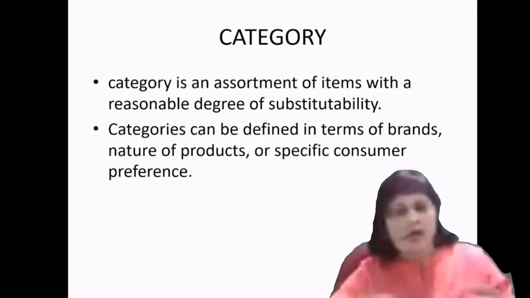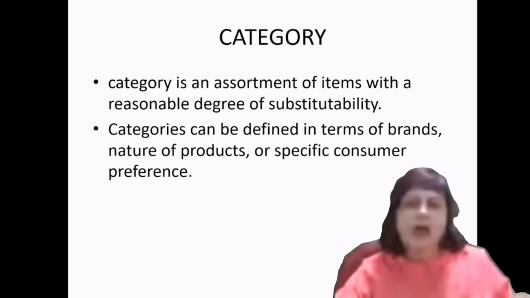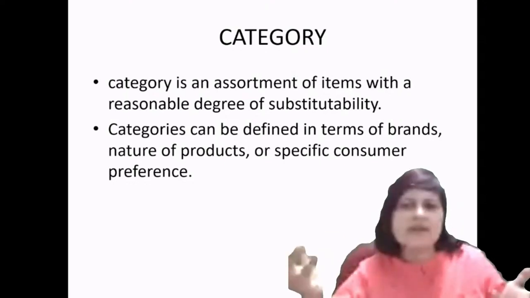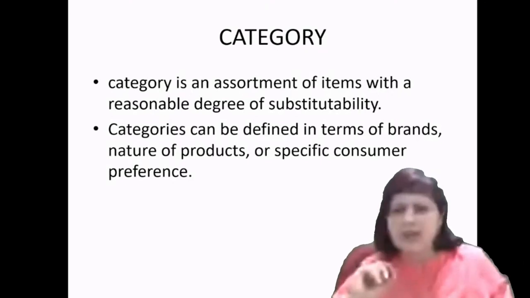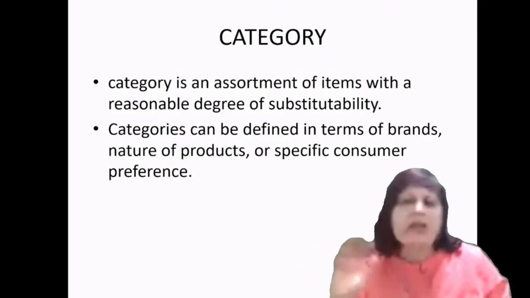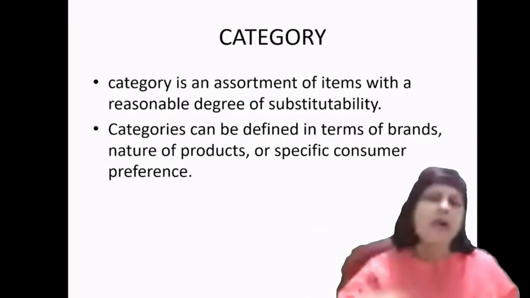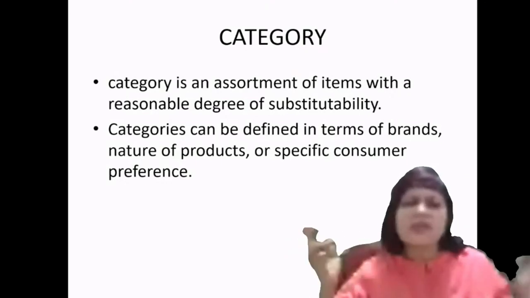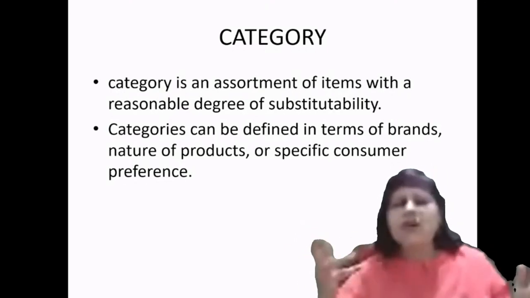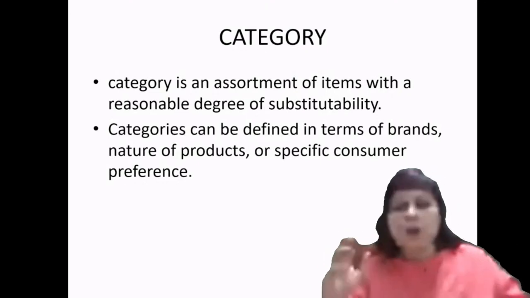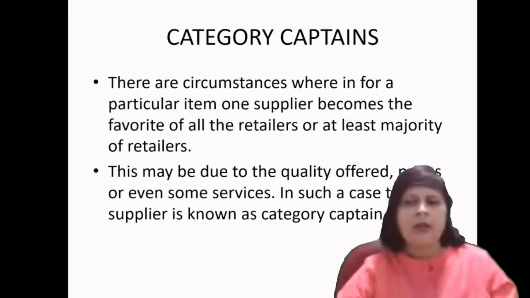Or electrical goods or electronic goods, it could be the category electronic goods. Kitchen, we can categorize on the basis of groceries or kitchen goods, right? Or fashion or luxury, right? On the nature of the product, perishable or non-perishable product. Or we can categorize on the specific consumer preferences. So that assortment of items within a reasonable degree of sustainability is a category, right?